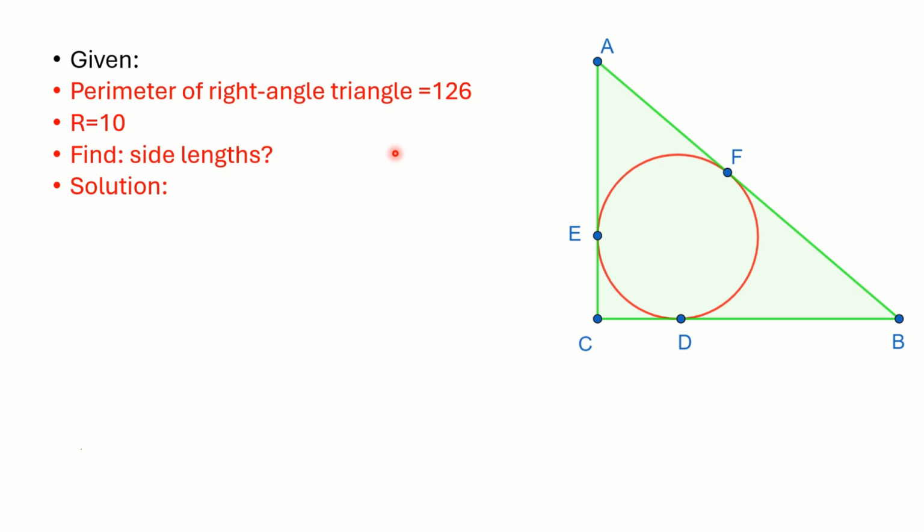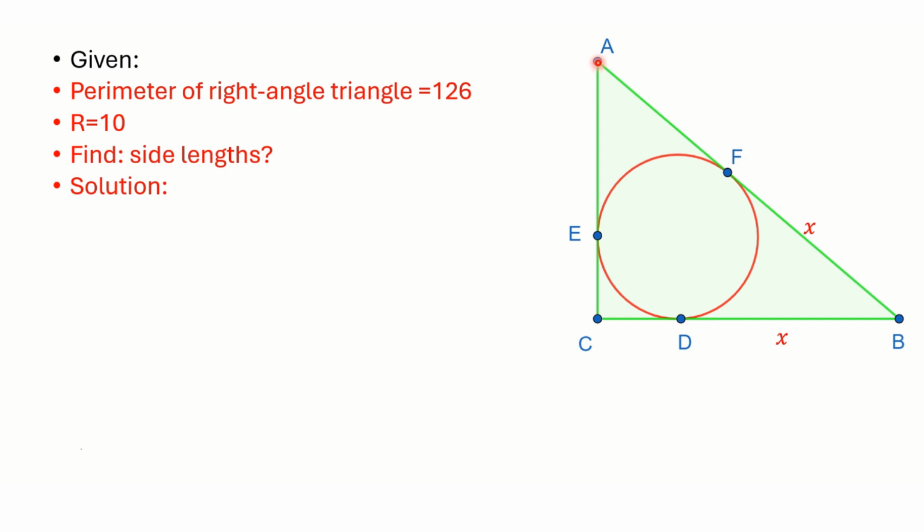Now to solve this problem, I will use a theorem, and that theorem says if you draw two tangents from an external point to the circle, the length of the two tangents are equal. For example, in this case, B is the external point and from B we have a tangent BF and another tangent BD. So the length of this tangent is equal to the length of this tangent. This means BF is equal to BD. So let's call this length X.